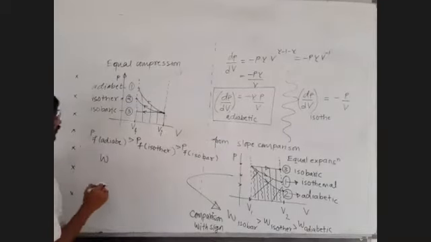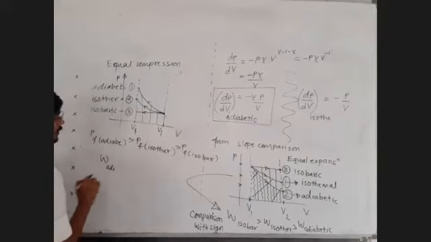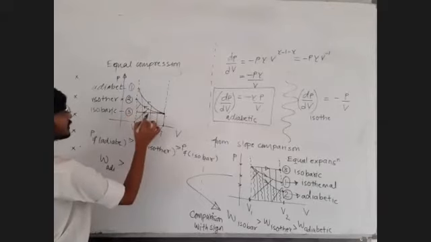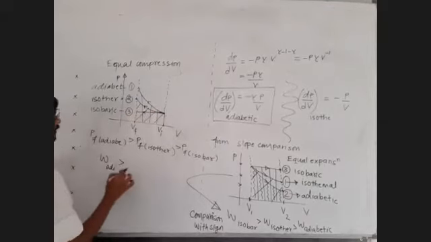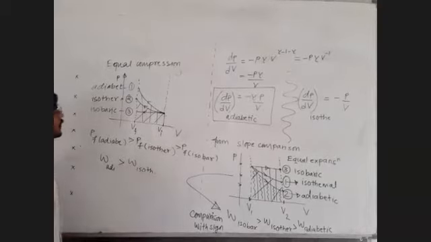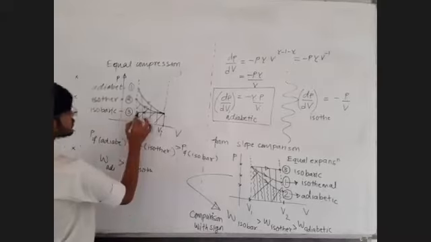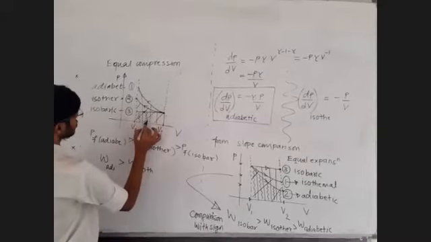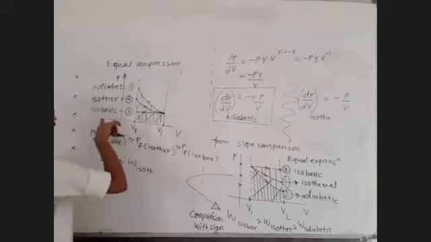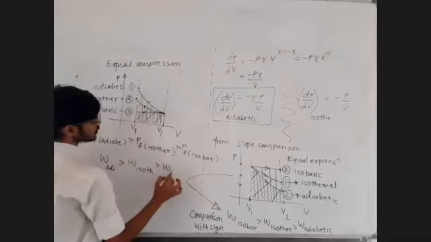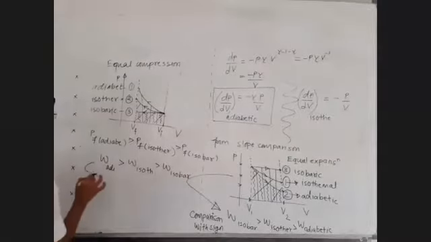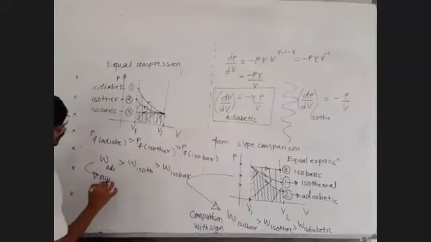So let us compare numerically first. Adiabatic is more than the area under the isothermal curve. Then finally the area under the isobaric curve, that is the least. This is isobaric. But sir, this comparison is just a numerical comparison.